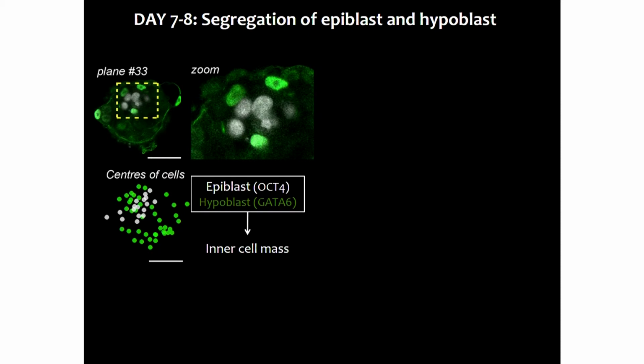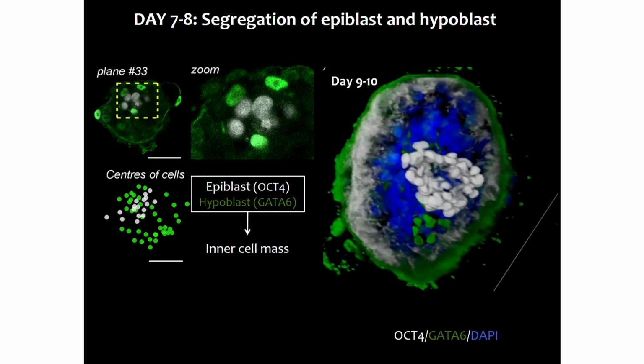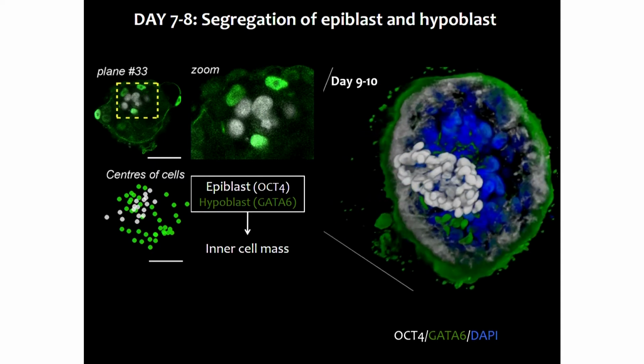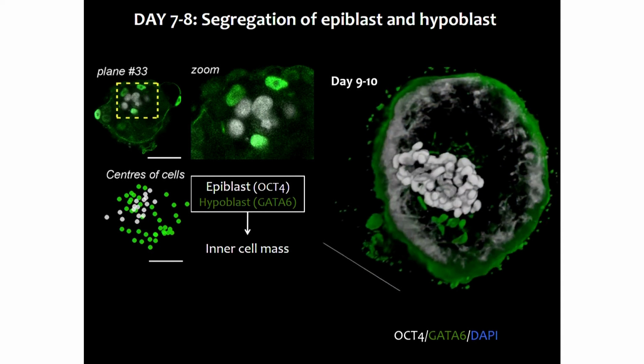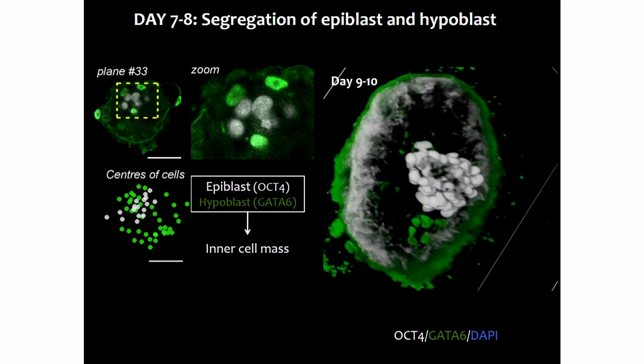So you can see that now we have both the epiblast tissue marked by OCT4 expression and the hypoblast tissue marked by GATA6 expression. So the inner cell mass had separated into these two main tissues, and the separation was maintained throughout development. This is a later embryo, a day 10 embryo, and you can see here the epiblast compartment and the hypoblast cells.